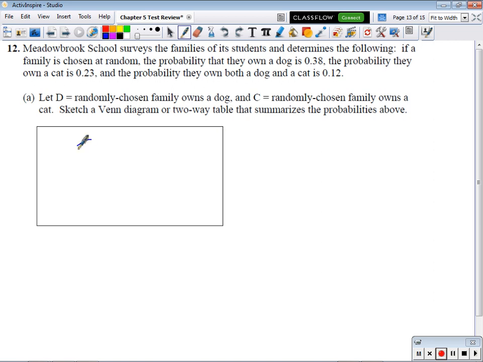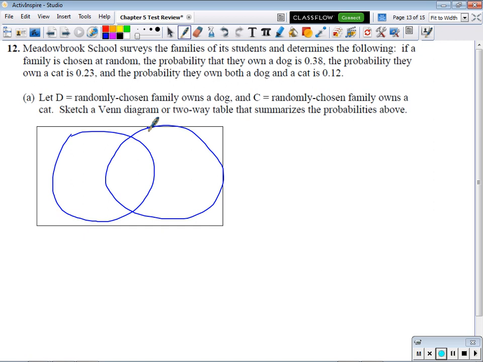So if we did a Venn diagram, and I'll do sort of both of these with you here. Let me make that a little bit bigger. So if I have something like this, so here's the Venn diagram. So let's say this side is the dog side, this side is the cat side. So the probability they own both is 0.12, that goes here. And then the probability that they own a dog is 0.38. So this whole circle has to equal 0.38. So if this part here equals 0.12, that means this part here has got to be 0.26.